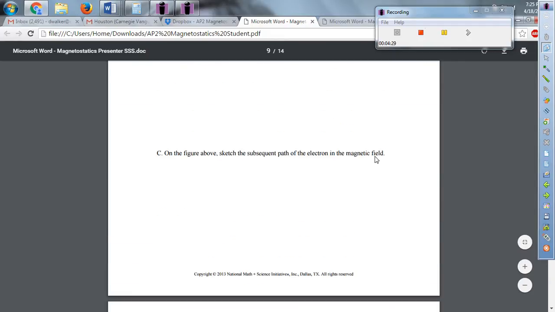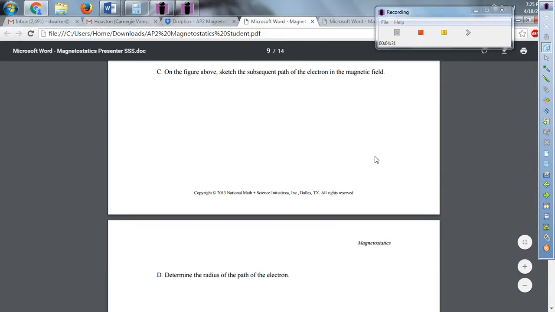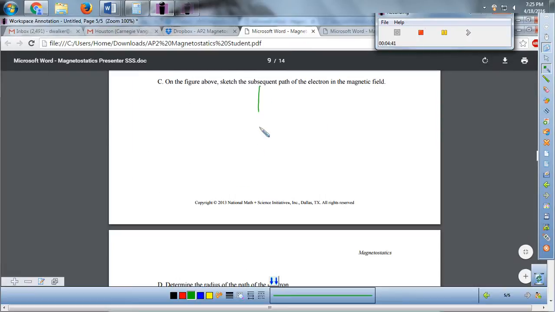Here's part C. It says on the figure above, sketch the subsequent path of the electron in the magnetic field. Well, I'm not going to roll up to the sketch above. I'm going to do it right here. So what I know is here's the little gap, the electron's going to move through, and the field is coming out of the page.